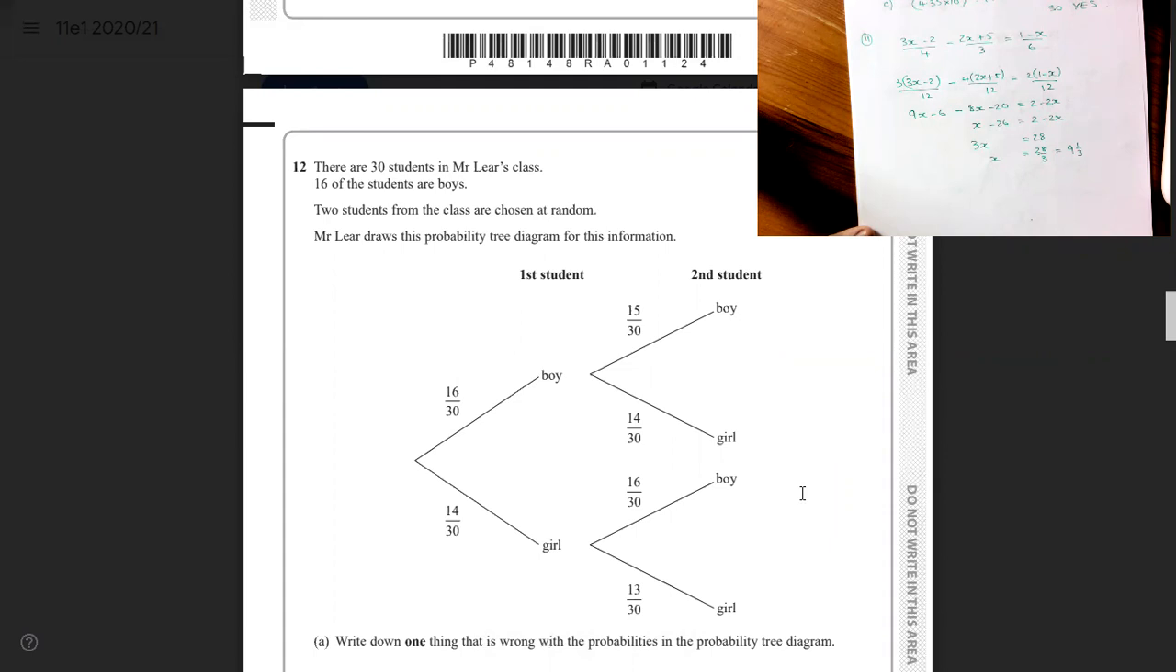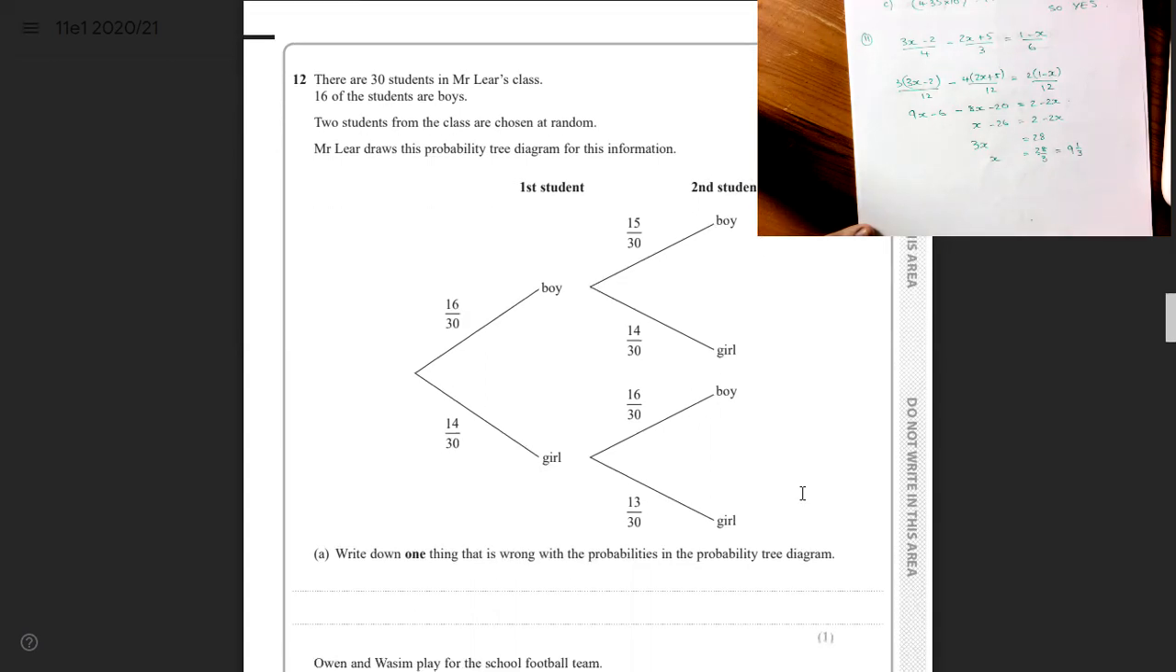And obviously, you could have just said that the probabilities on the second students don't add up to a whole one, because 15 plus 14 is 29 out of 30 and 16 plus 13 is 29 out of 30, so they should add up to a whole one. So either of those solutions are correct.